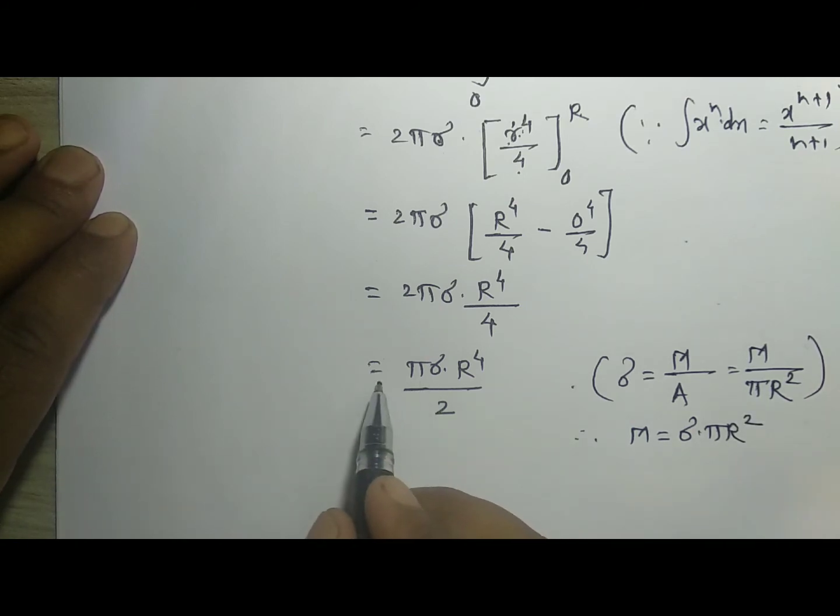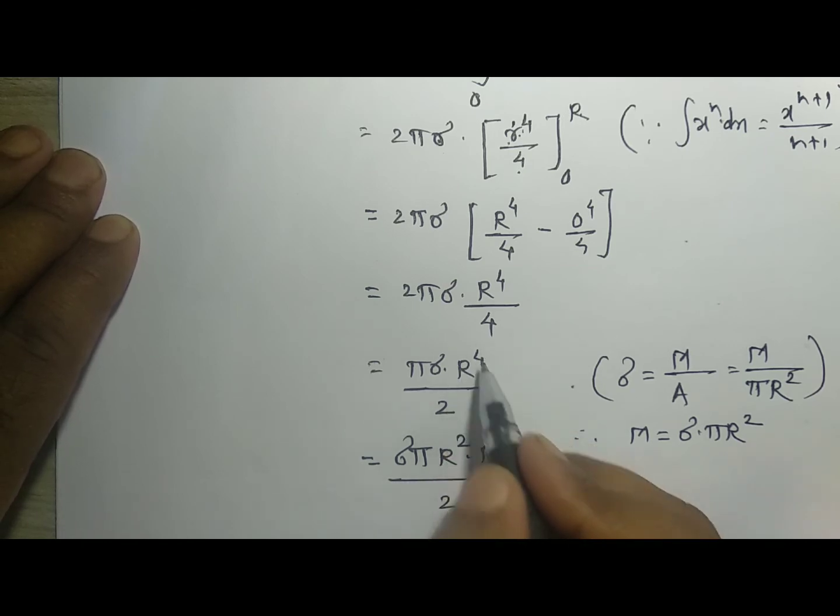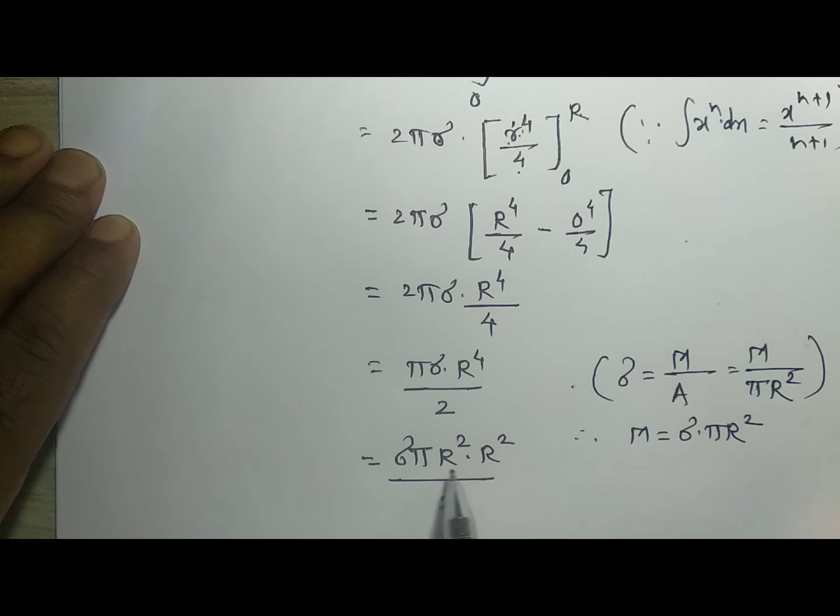Now we have to adjust those values. You will get pi into sigma into pi into r square divided by 2. R raised to 4 is divided into two quantities, that means r square into r square, and sigma pi r square is nothing but m, the mass of that disk. So m r square divided by 2 is the moment of inertia of the disk.